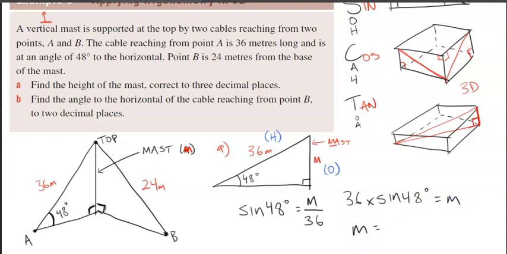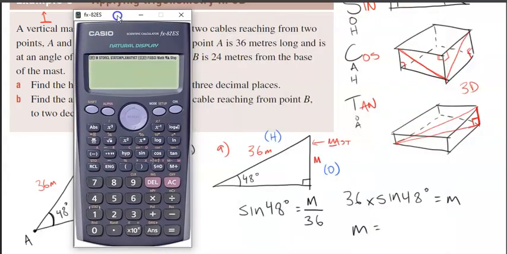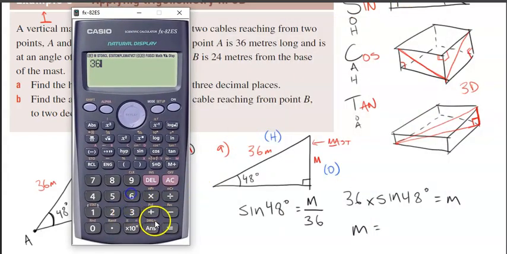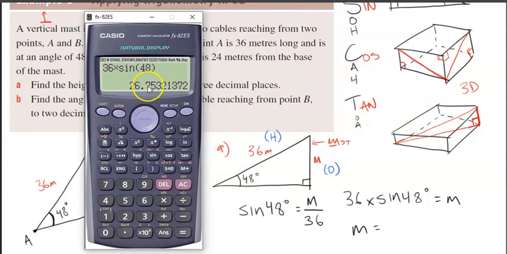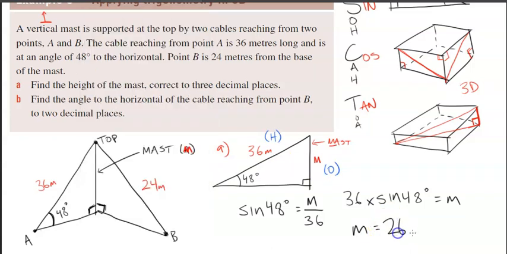That's going to be our M. So for the M value, make sure you get your scientific calculator out. You can't do this without it. Or you can use a calculator on Google, as long as it has its trigonometric identities. 36 times sine of 48, and this will give us 26 point... Now let's double check how many decimal places. Correct to 3 decimal places. So 26.753. And this is in the context of meters.